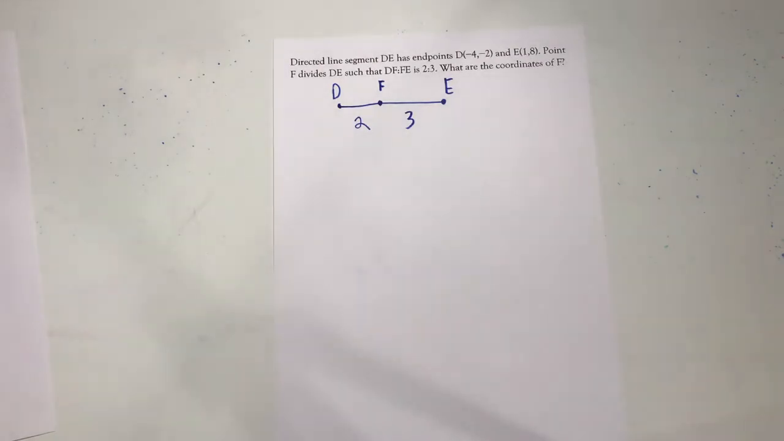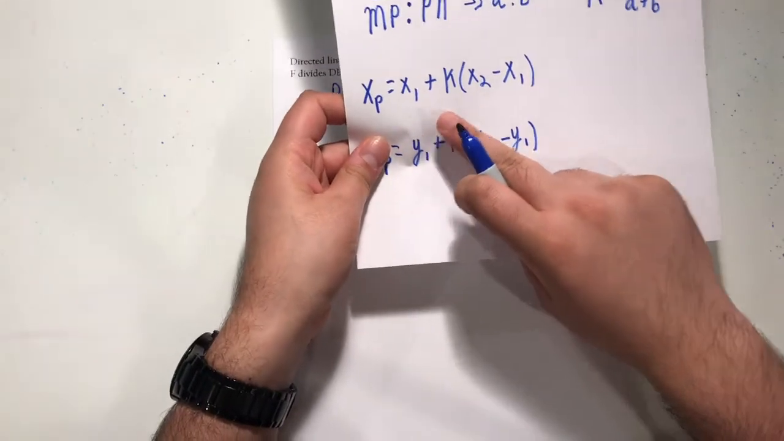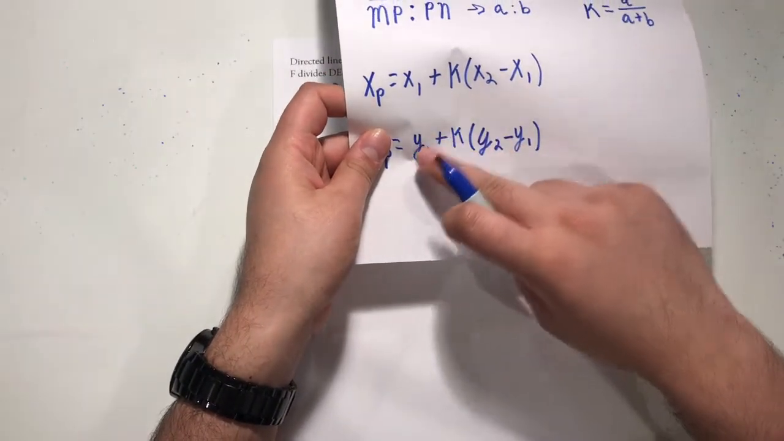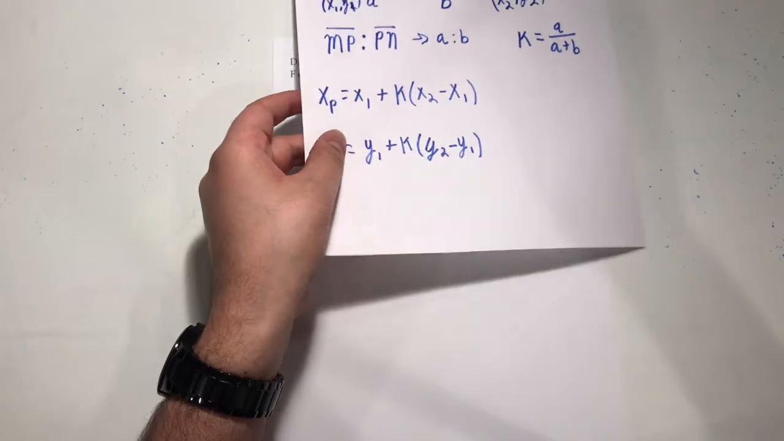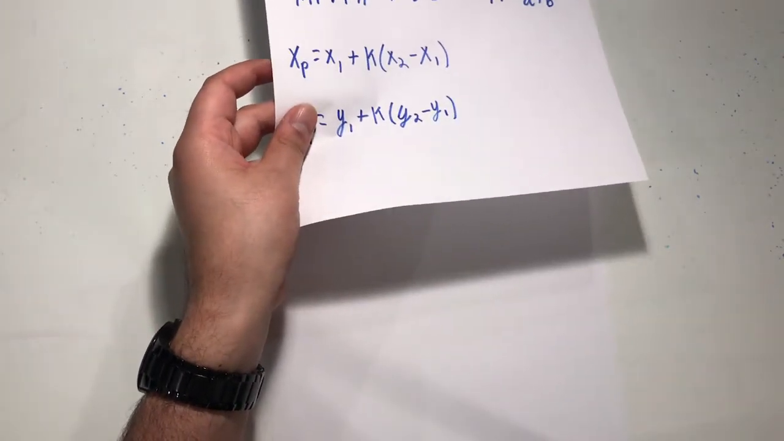Now, the reason I want you to draw a picture is, like I said, I mentioned earlier that they could ask you the question in a few different ways, and keeping track of what is supposed to be x1, what is supposed to be x2, what is supposed to be k, what is y1, what is y2, that might get a bit confusing.